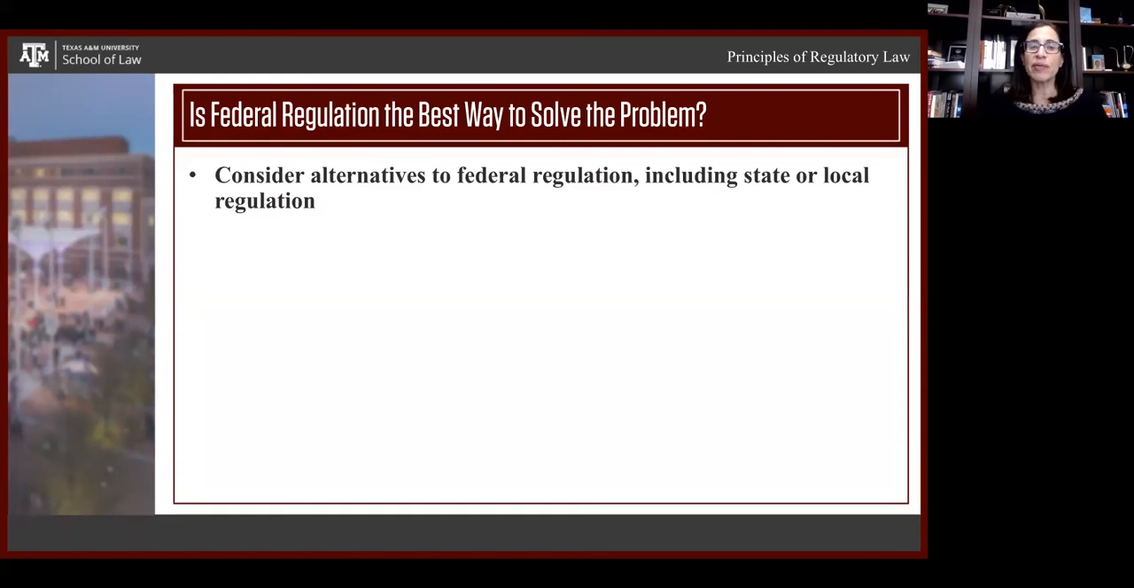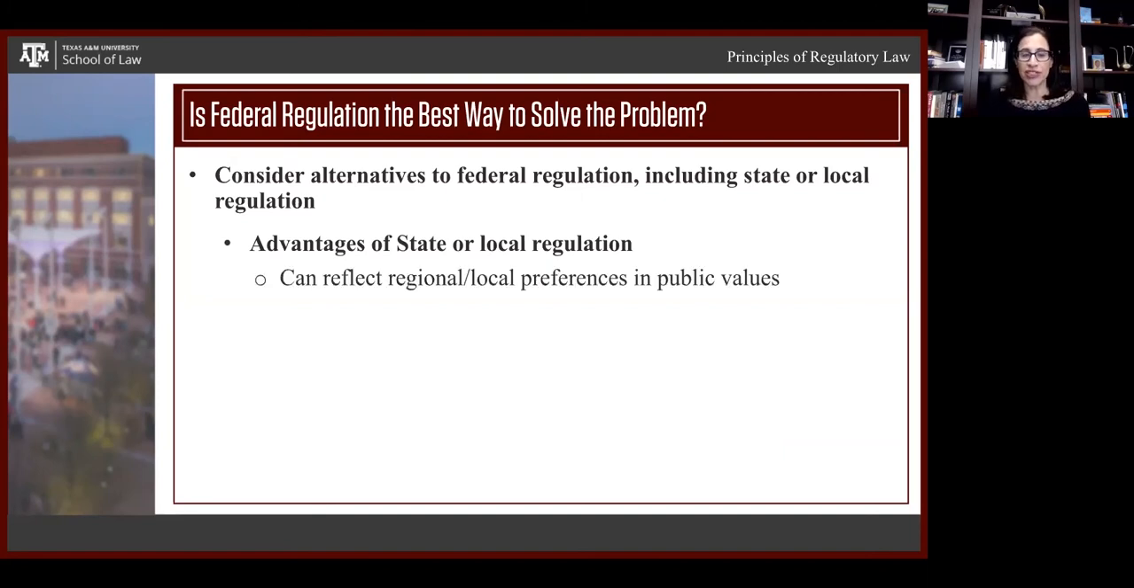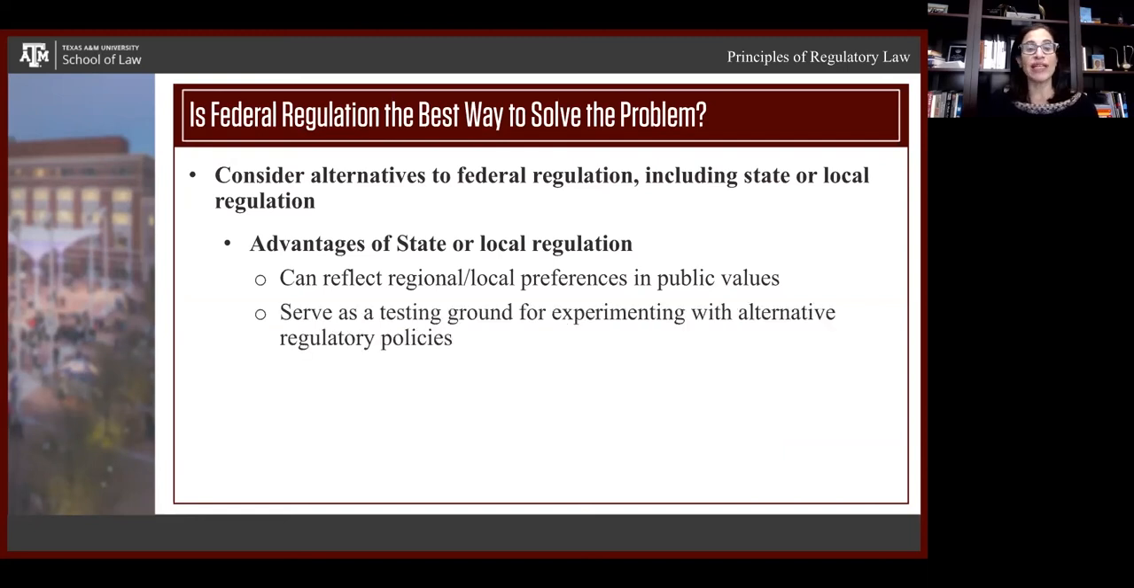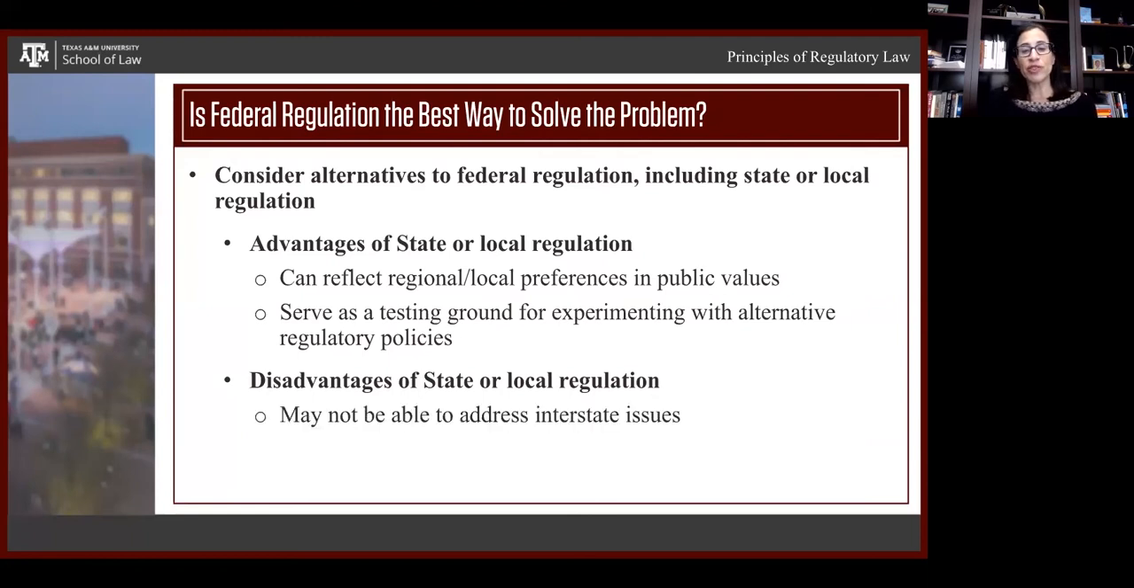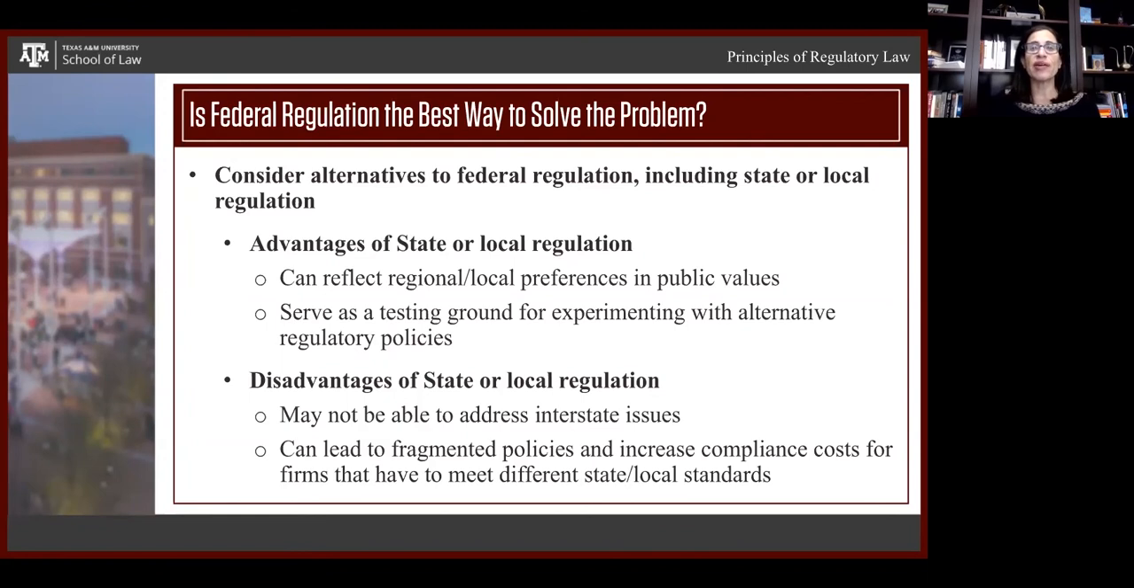An agency also needs to think about whether regulation, particularly federal regulation, is really the best way to solve the problem. So that involves considering what are the alternatives to federal regulation, including state or local regulation. There might be certain advantages of state or local regulation, which can include reflecting regional or local preferences and public values, serving as a testing ground for experimenting with alternative regulatory policies. And there are also disadvantages to state or local regulation. It may not be able to address interstate issues, and it could lead to fragmented policies or increased compliance costs for firms that have to meet different state or local standards.